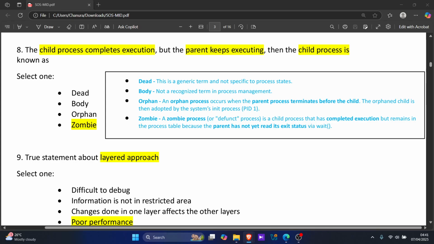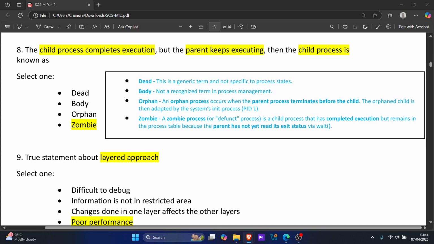Okay, let me try to work through this question. The question is about process states in an operating system. The scenario given is that the child process completes execution, but the parent keeps running. Then, what is the child process called? The options are dead, body, orphan, zombie, and some explanations are provided.